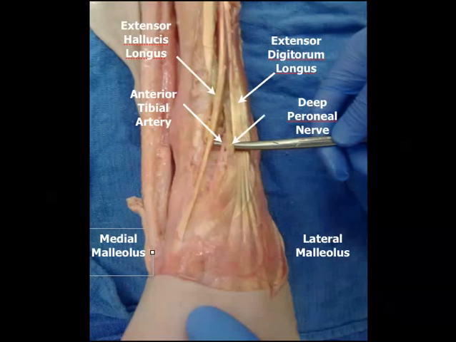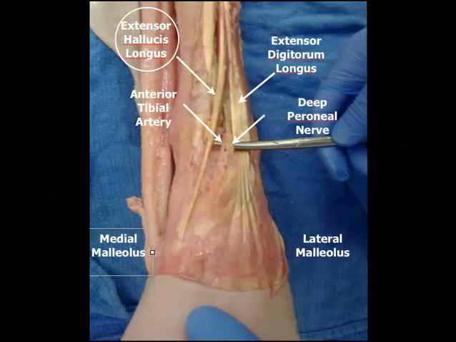The deep peroneal nerve is unique. We used to use surface landmarks, namely the extensor hallucis longus and the extensor digitorum longus, to find this injection point. In this particular dissection, the extensor retinaculum, which is a tough fibrous tissue that normally overlies the deep peroneal nerve and the anterior tibial artery, has been removed so that we can demonstrate this for you.